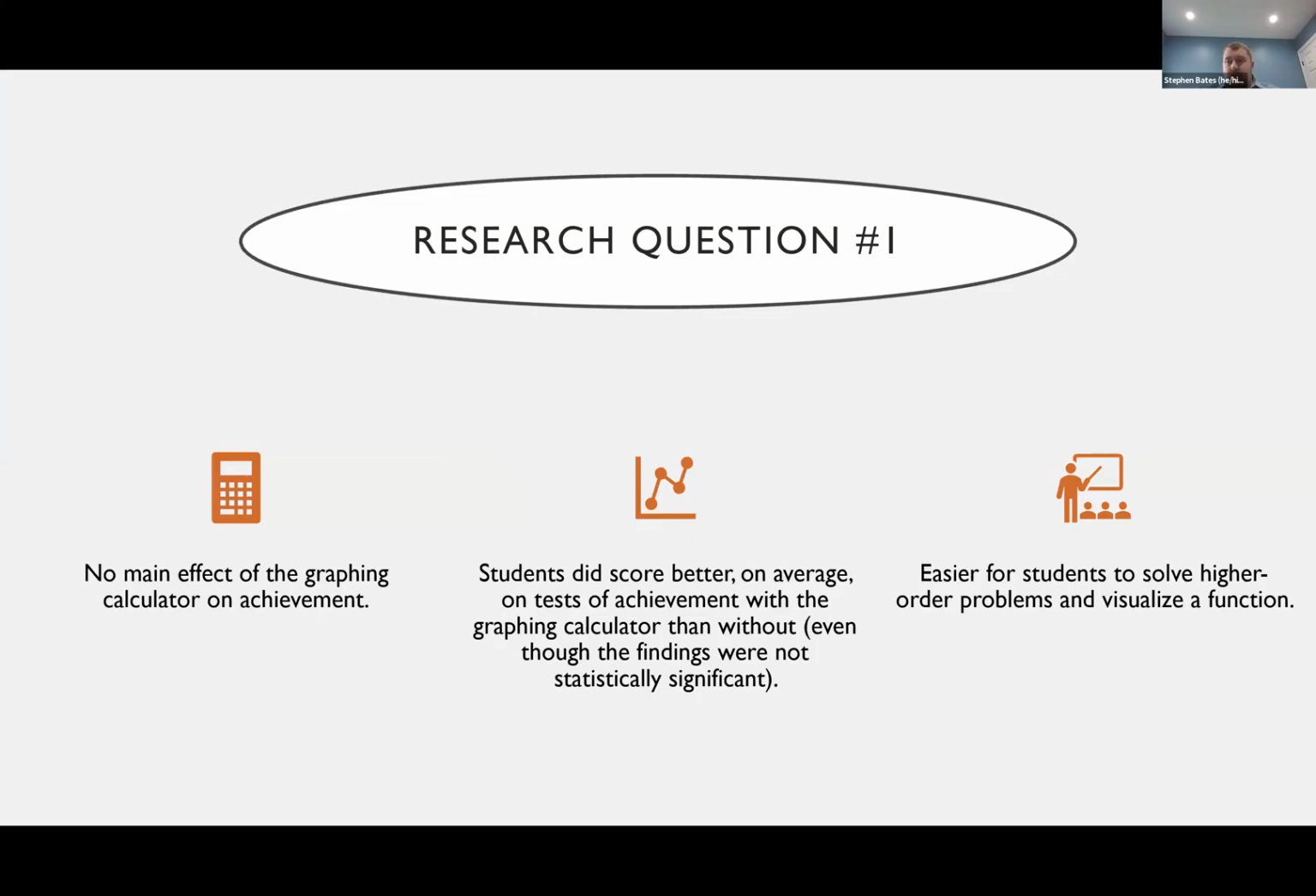So what does this all mean? For the first research question, there was no main effect of the graphing calculator on achievement. Students did score better on average on these tests with the graphing calculator than without, even though those findings were not statistically significant. To calculate significance, I used SPSS, and I used SPSS to do all of the stats analysis. And the one thing I could tell from some qualitative data that I found was that it was easier for my students to solve higher order problems and to visualize functions. But that was the only real takeaway from the first research question.